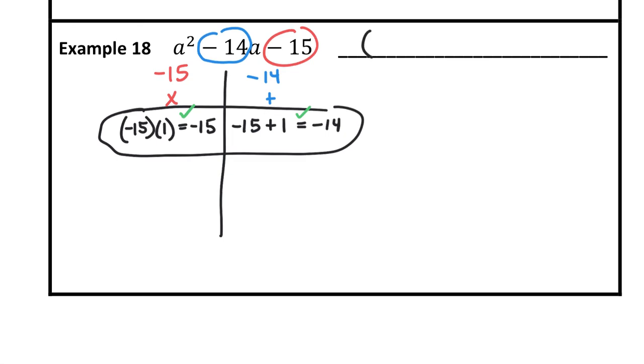And so set up my parentheses. What's the letter that they're using? They're using A. So I'm going to put an A here, an A here. And the combination that worked was -15 and +1. -15 and +1.